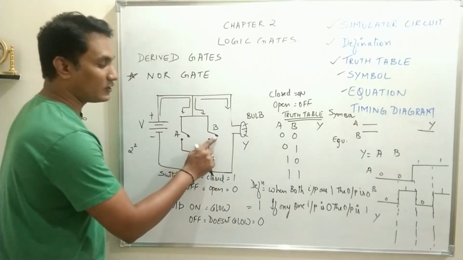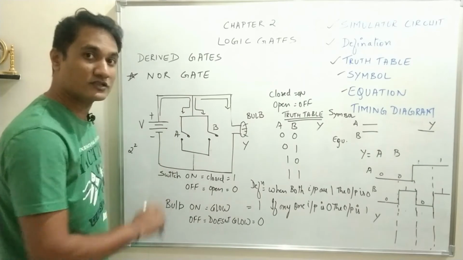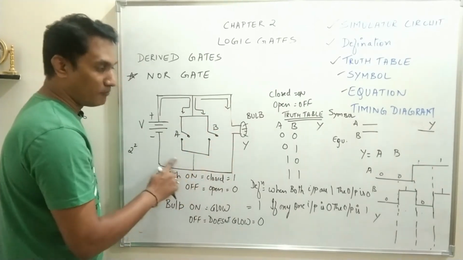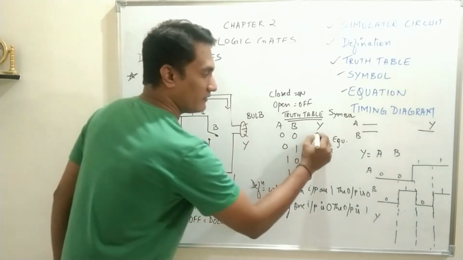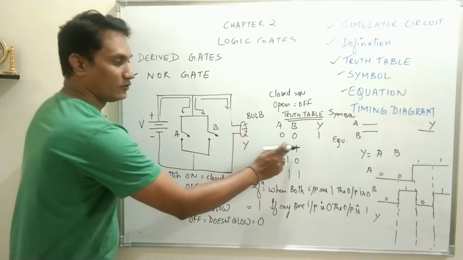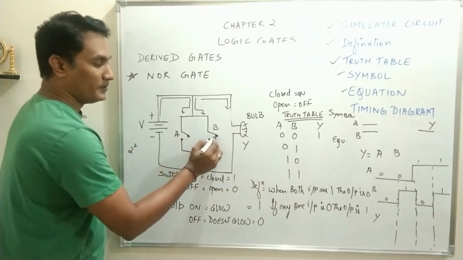When both the switches are open, will there be any flow of current through the switches? Of course not. So all the current will flow through the bulb. So the output Y will be equal to 1. Next, A0, B1.